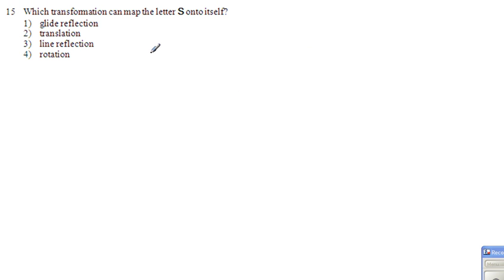Number 15. Now, in fact, this seems to be a not-so-great question, because translation of (0, 0) will map this one to itself. Line reflection, I mean, yeah, a single one cannot do it, but the rotation of 180 can technically do this. So therefore, we have two possible answers: translation and rotation. I'm just going to mention that, and then move on to the next question.